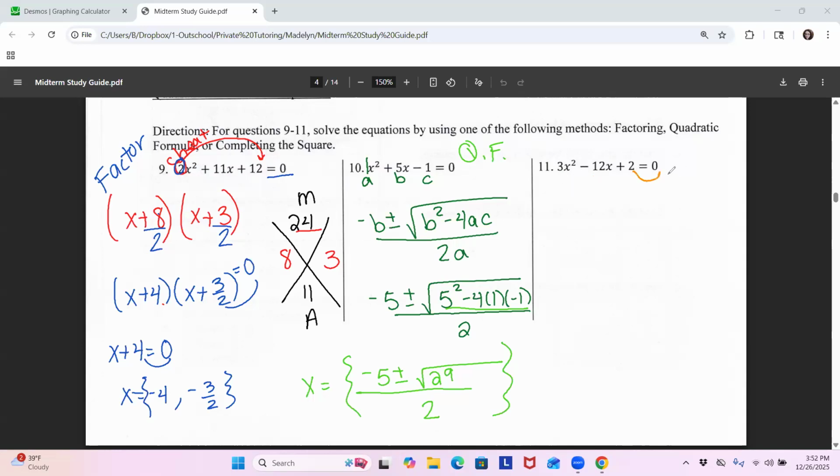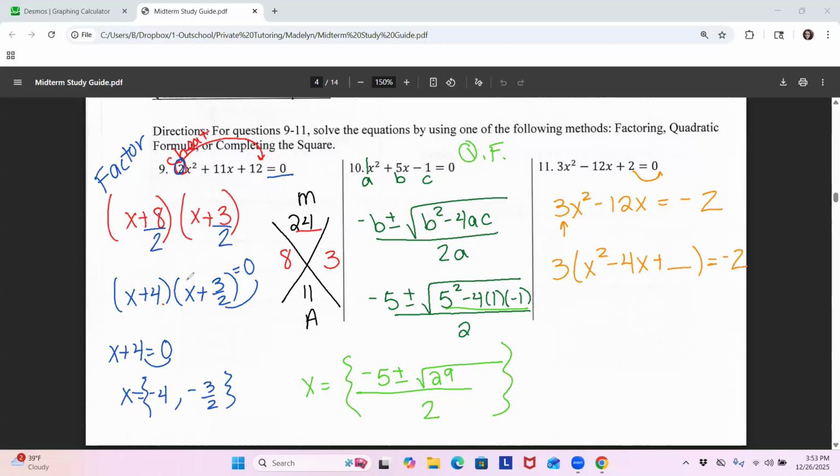You're going to move this naked number over. So that's going to be 3x squared minus 12x equals negative 2. You want this to be a 1. So we're going to factor a 3, which will leave x squared minus 4x, right? Because we factored a 3. And then do a plus blank, and this still equals negative 2.